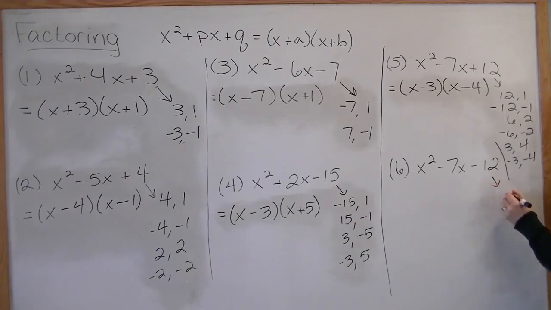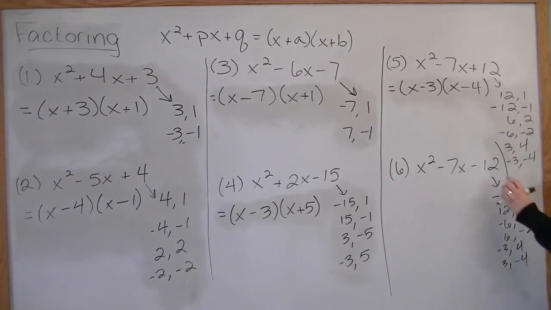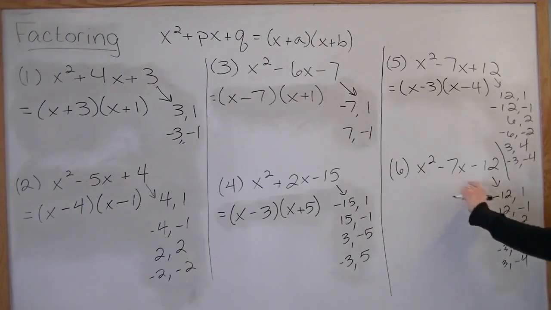So we have the same sets of factors, but we need to make sure that each set has one positive and one negative. So we have negative 12 and positive 1. We have positive 12, negative 1. We have negative 6, positive 2, positive 6, negative 2, negative 3, positive 4, and positive 3, negative 4. Those are all our possible factor pairs for negative 12. Now let's add them and see if we can get one that matches with the negative 7.